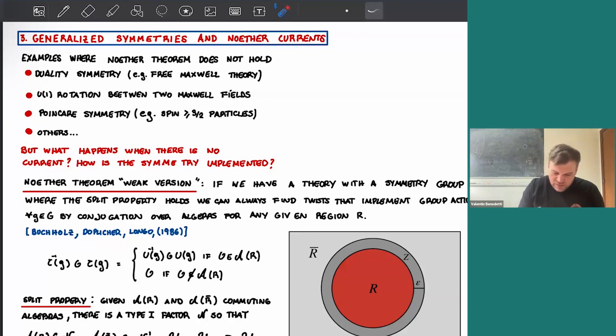An interesting point is that all these theories do have generalized symmetries. So it's interesting to see what is the real relation there. But before that, I will start asking a different question, which is: what happens when there is no Noether current? And how is a group symmetry implemented in the absence of a current?